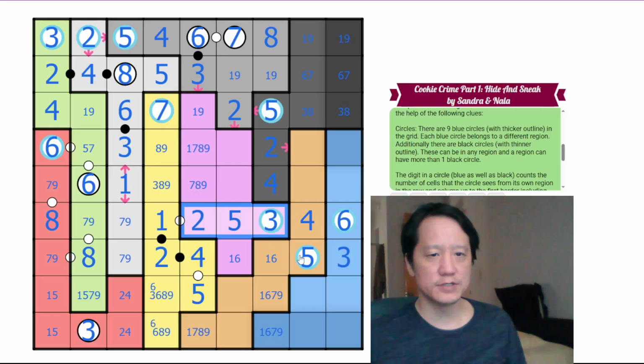So this sees 3 cells, this sees 3 boundaries, this sees 2 boundaries, this sees 2 boundaries. And the rest is just irregular region Sudoku. Okay.